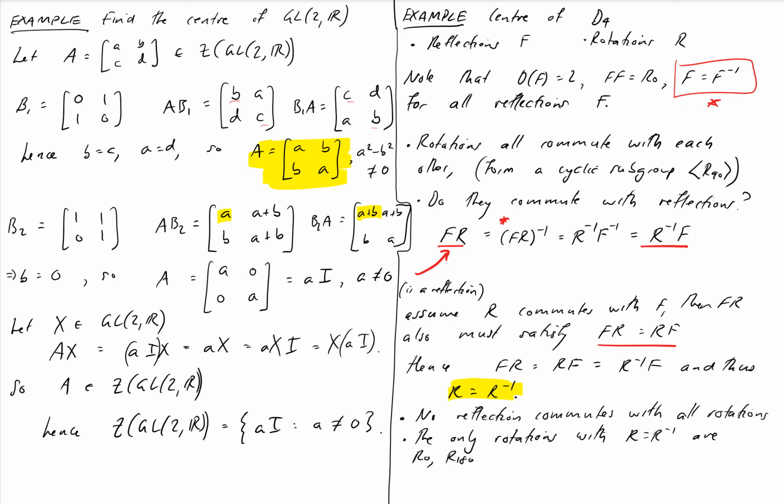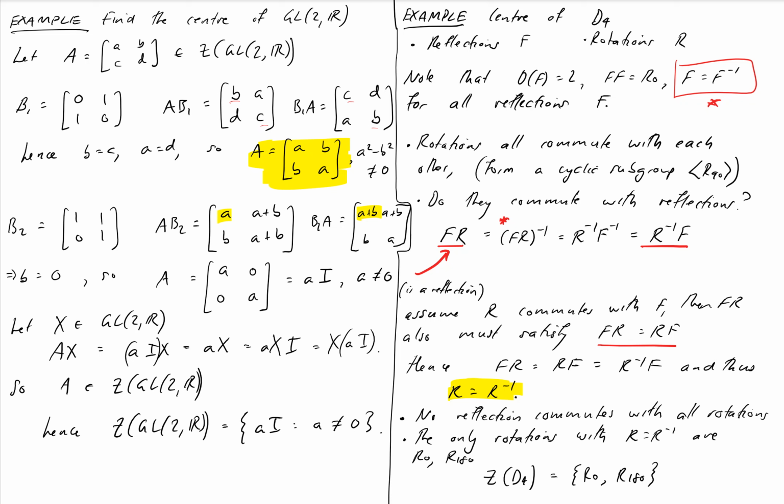And so, for those particular cases, they do commute with all the reflections. They also commute with all of the rotations. And so those two items are actually the center of our dihedral group. So the center of that is R0, R180. Now this is one that's a little bit tricky to get your head around, so you may want to just go back over this and follow through the argument step by step again, just to satisfy yourself that it works.